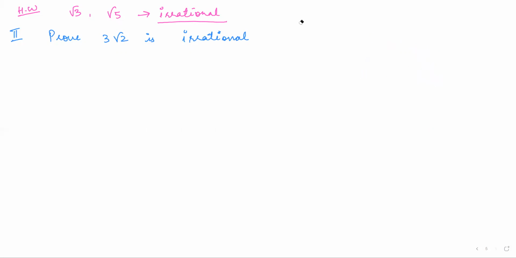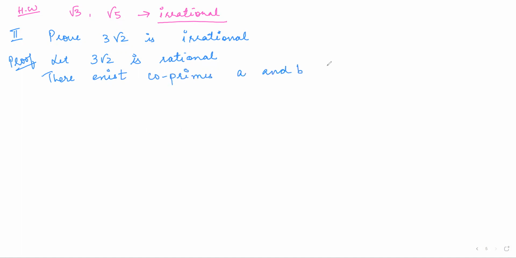Same you will do. Let 3 root 2 be rational. Let us use the method of contradiction here. Then again, there exist co-primes A and B such that 3 root 2 can be written as A upon B. Is that okay? So we will keep the root 2 on one side and everything on the other side.